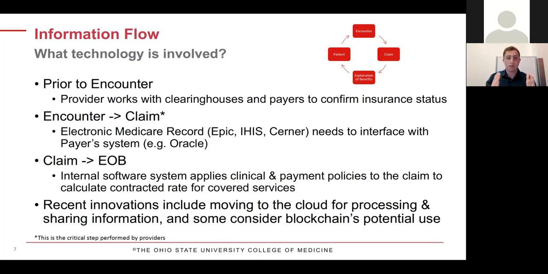And then from there, once the encounter has happened, the encounter becomes a claim. And this is where the rubber hits the road for a lot of providers. As residents, this is going to be very key as well, because most residencies are within teaching hospitals, and you're going to be steeped in the electronic medical record. I have Medicare here, but obviously this is supposed to be medical record. My apologies, I'll correct that later. But you should be familiar with these by now: Epic, Cerner. And then this, of course, needs to interface with the payer system.